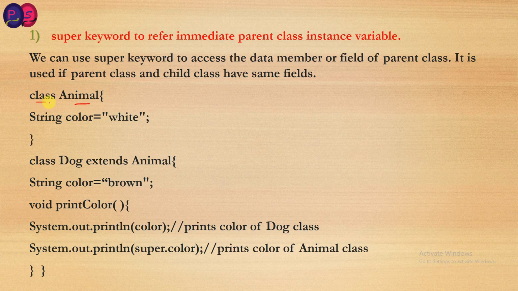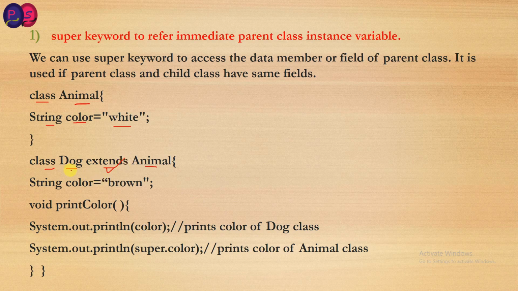We have created a superclass Animal. In that there is a variable color, the return type is String, and the value is white. And then we have created a class Dog. It is a subclass of class Animal because we have used the extends keyword here. We have already seen in inheritance that we use the extends keyword to subclass a new class. If you want to create a new class from an existing one, we can use the extends keyword.